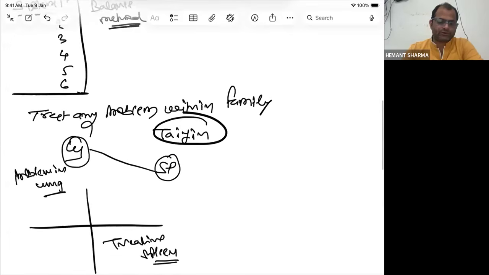So in system 1, 2, 3, 4, 5, we have learned all the connections, all the wirings, a particular framework, which is a fixed framework, a stable framework, which cannot change. So this is called static balance.